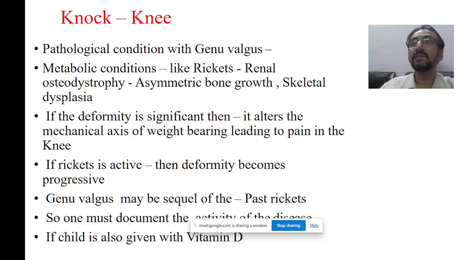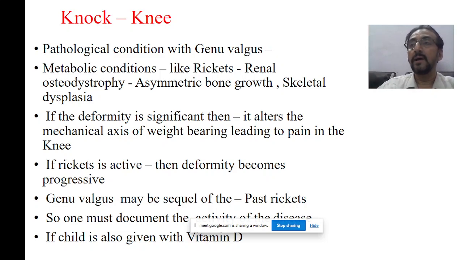So if the deformity is significant, then it alters the mechanical axis of the weight bearing joint, leading to pain in the knee. This is what exactly happens in case of pathological conditions. If the deformity is going on increasing, then ultimately it alters the mechanical axis of weight bearing, and it leads to pain in the knee joint. First thing: if the rickets is active, if rickets disease is there and it is very active, then this particular deformity will be progressive.